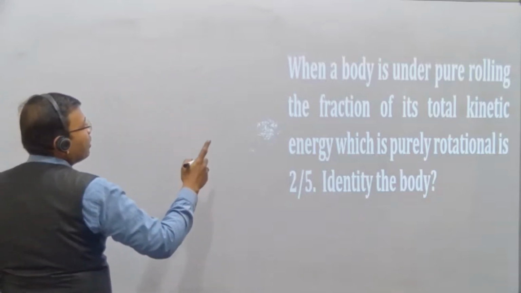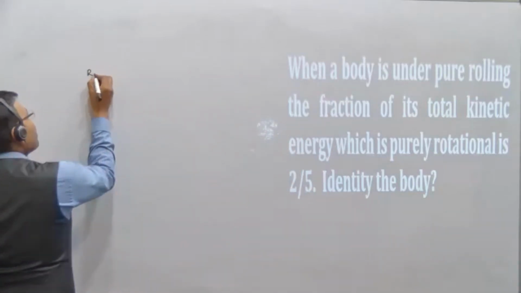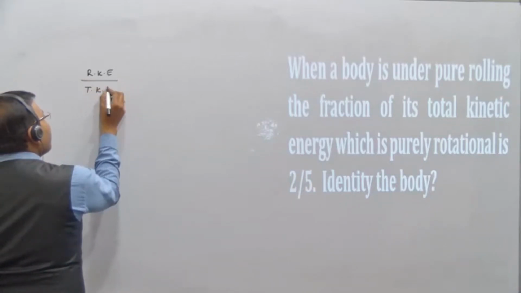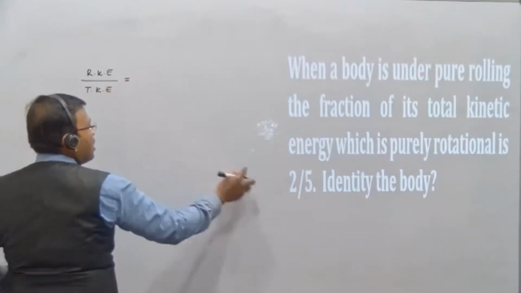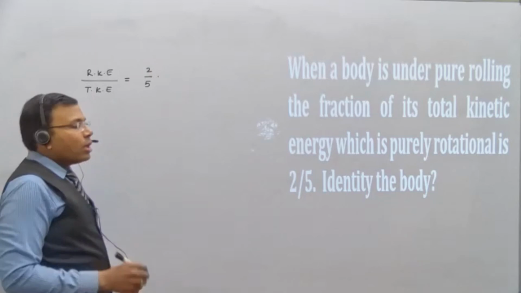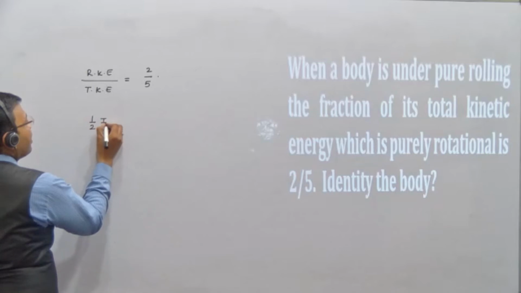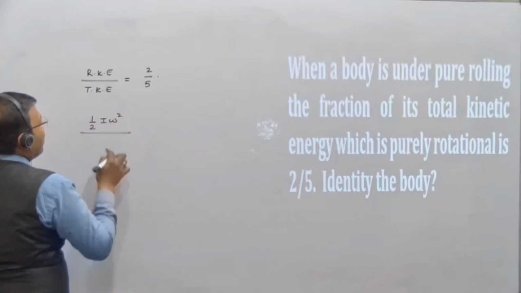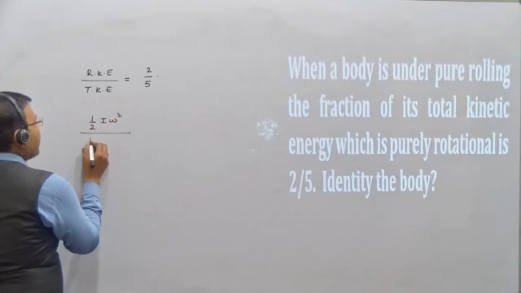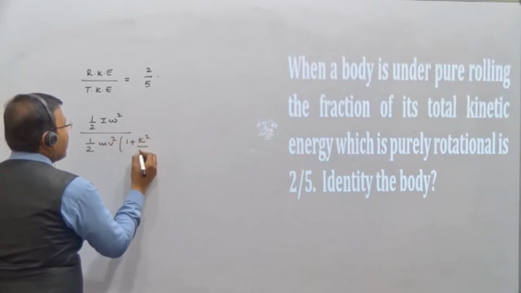As per the question, the fraction of total kinetic energy which is purely rotational means rotational kinetic energy divided by total kinetic energy, and that is 2 by 5. Now the formula for rotational kinetic energy is half I omega square, divided by total kinetic energy. What is the total kinetic energy? It is half mv square into 1 plus k square by r square.